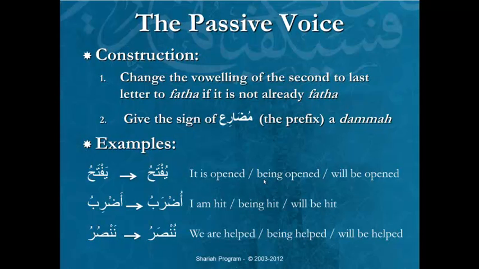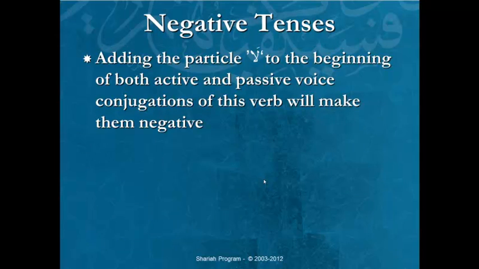And then for negative, what you do is you add a la to both of those that we just did right now, and this creates 4 tables. Yaf'alu, yuf'alu, la yaf'alu, and la yuf'alu. And they're all 14, 14, 14, 14.